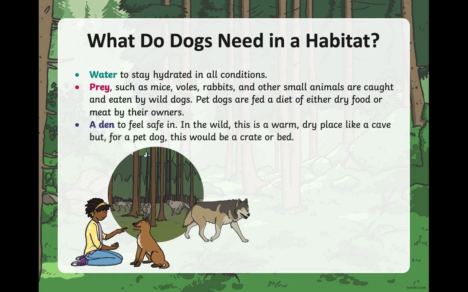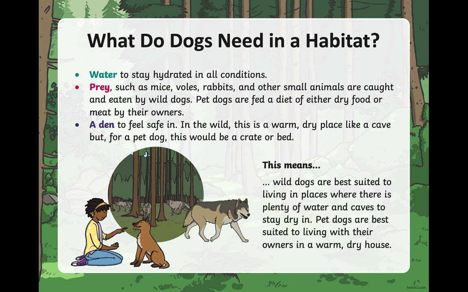Okay? Now, a den to feel safe in. In the wild, this is a warm, dry place, like a cave. But for a pet dog, this would be a bed, a place where it's warm and cozy. So this means wild dogs are best suited to living in places where there is plenty of water and caves to stay dry in. Pet dogs are best suited to living with their owners in a warm, dry house.